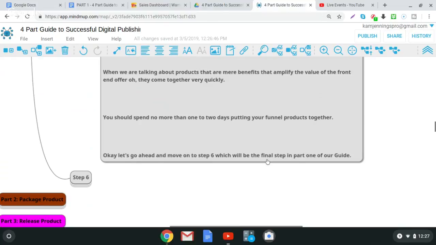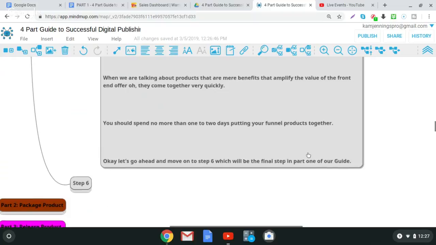Okay, let's go ahead and move on to step 6, which will be the final step in part 1 of our guide.